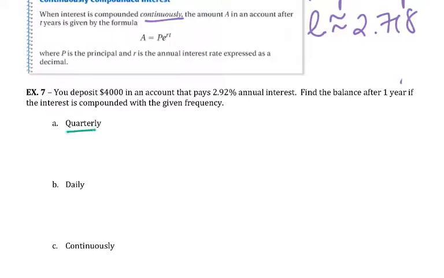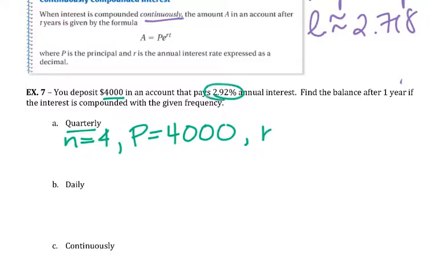If the frequency is quarterly, that means that it's deposited 4 times a year. 1 quarter is 1/4, so think about 4 times a year. So here, the number of times it's compounded is 4. The initial amount, or the principal, is 4,000, given here. And the rate of interest is 2.92%. Now remember, we need to change that to a decimal for R.